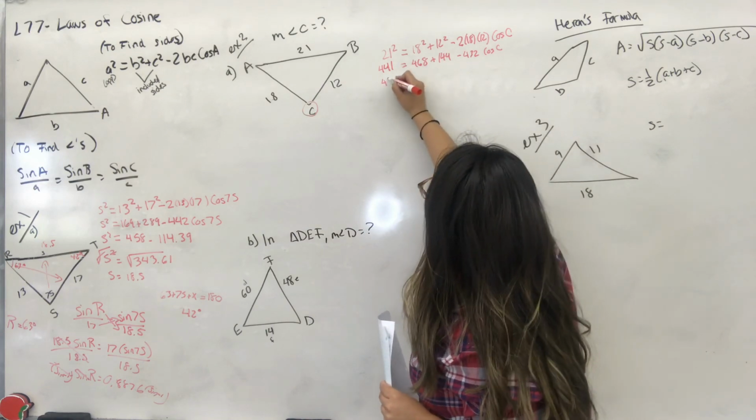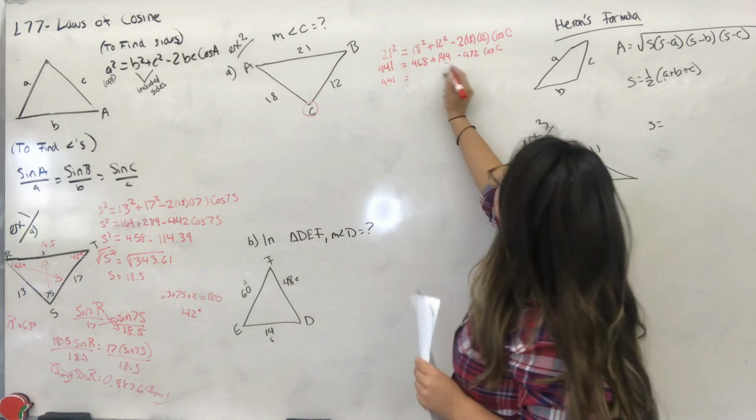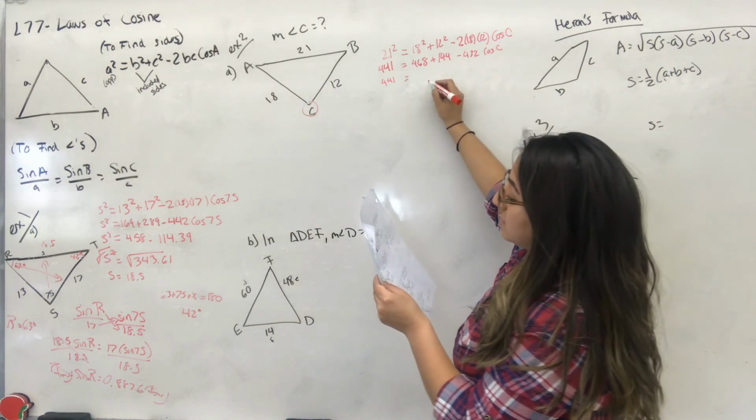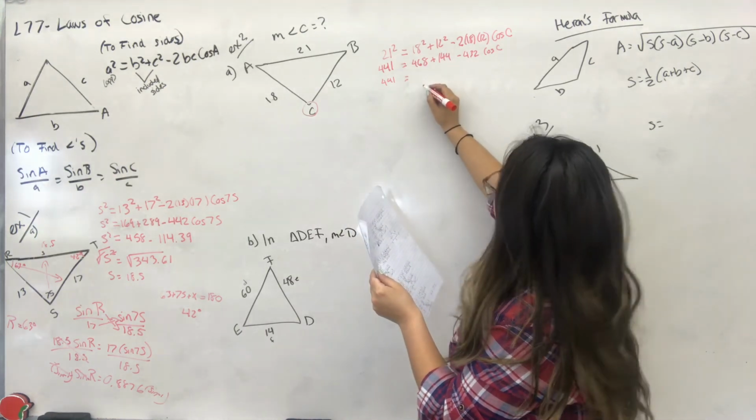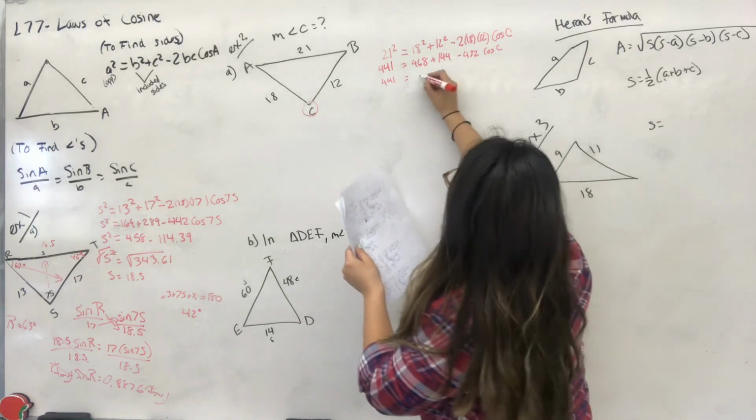Step by step again, 441 equals, if you add these two together, you end up with 468.